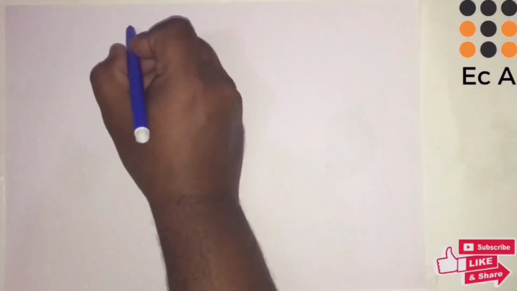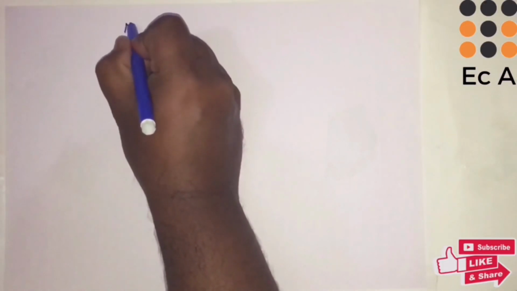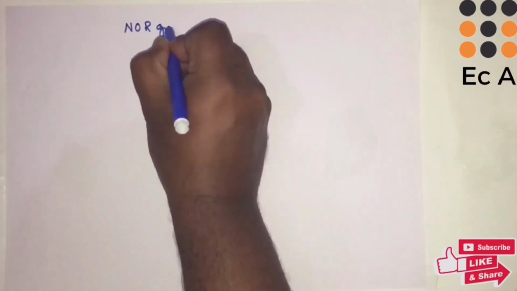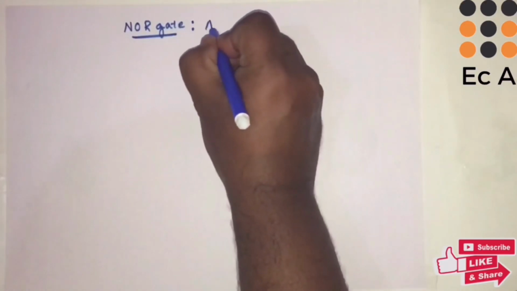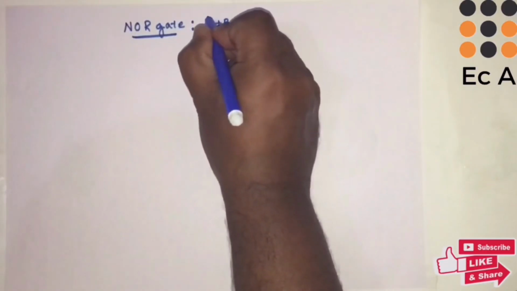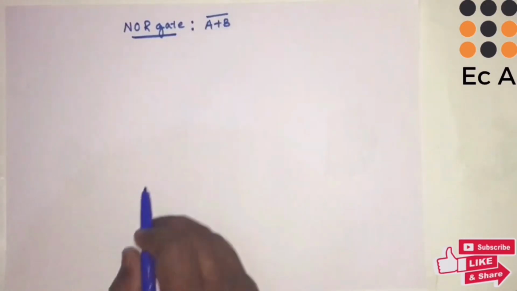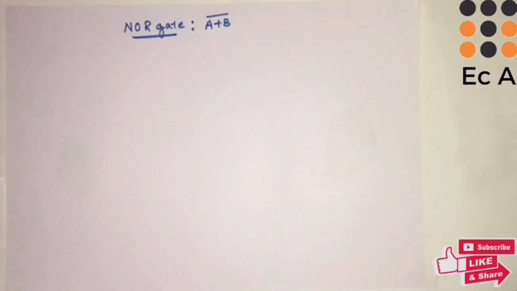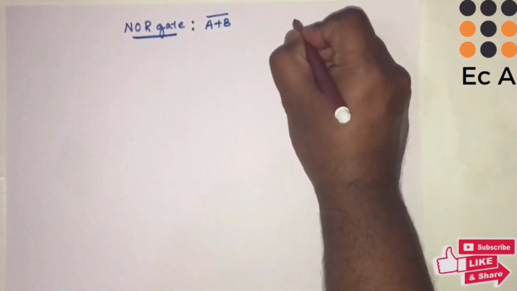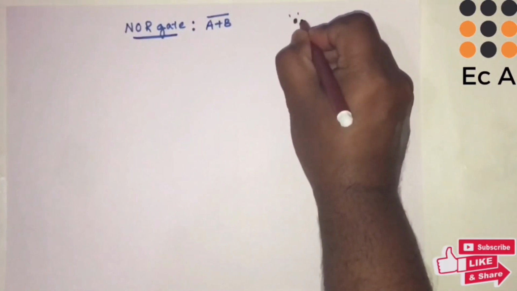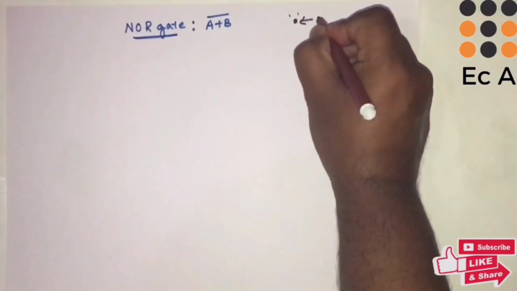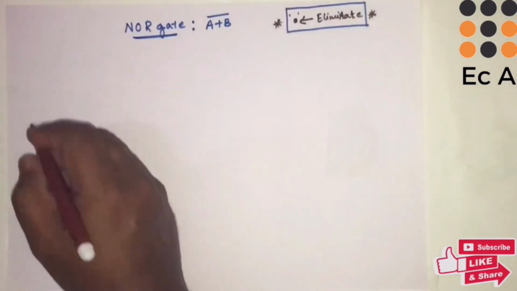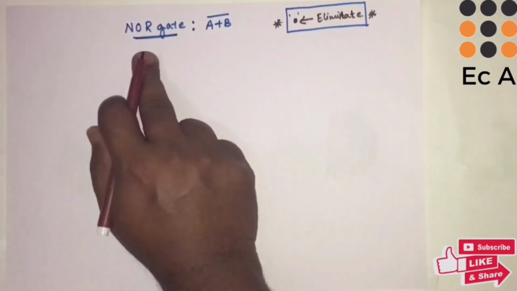Now let us implement basic gates using NOR gate. NOR gate will be in the form of a plus b whole bar. So this is the expression for NOR gate. So always remember, to implement any given Boolean expression using NOR gate, we need to eliminate dot sign. So this sign should be eliminated. Let us implement three basic gates using only NOR gate.